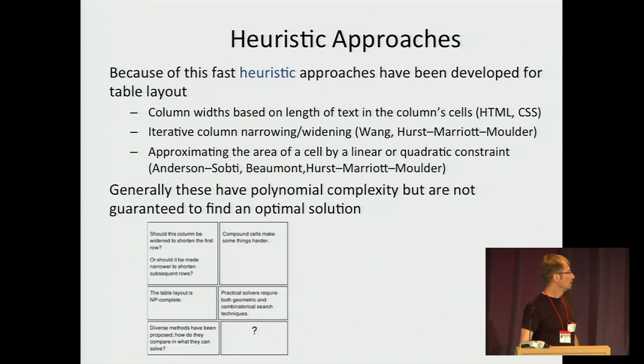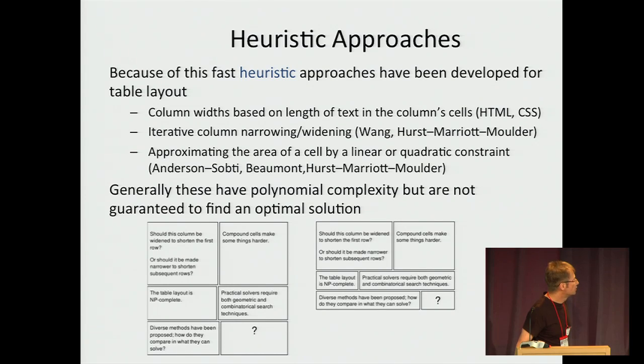So here's a simple example. This was a table laid out with Gecko. It's a fairly uncompact layout. And you can actually do quite a lot better. So this is a much more compact layout, which can be found with other approaches.